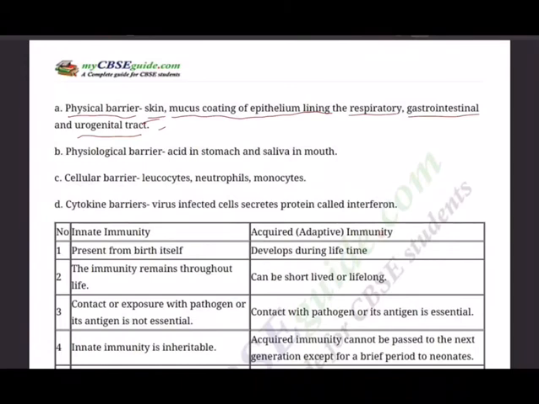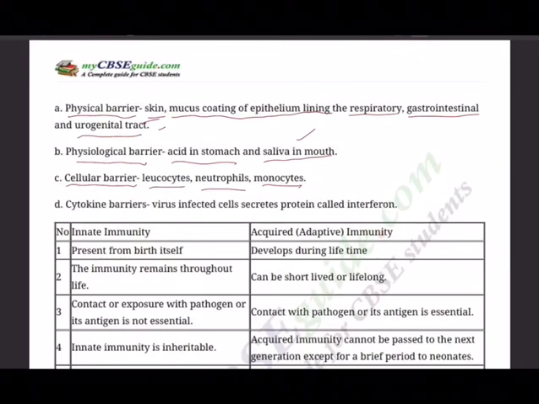And second one, physiological barrier. Acid, HCl, acid, it is produced in the stomach, okay, and that acid will also try to prevent the entry. And of course our own saliva in the mouth is good. And then third one is cellular barrier. So we have got leukocytes, neutrophils, monocytes. These are types of WBC. These WBC, who are the soldiers and scavengers of our body, will try and fight with the incoming enemy.